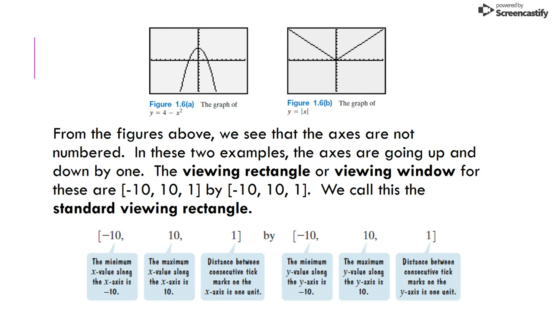The second set of brackets are the same exact thing, except now we're representing the y-axis. So once again, there's 10 tick marks above and below the x-axis there. So negative 10 is the minimum value of y on the y-axis, 10 is the maximum value, and once again, the tick marks are going up by 1.